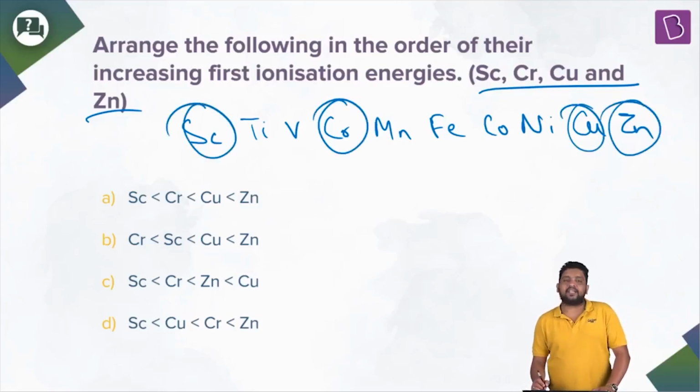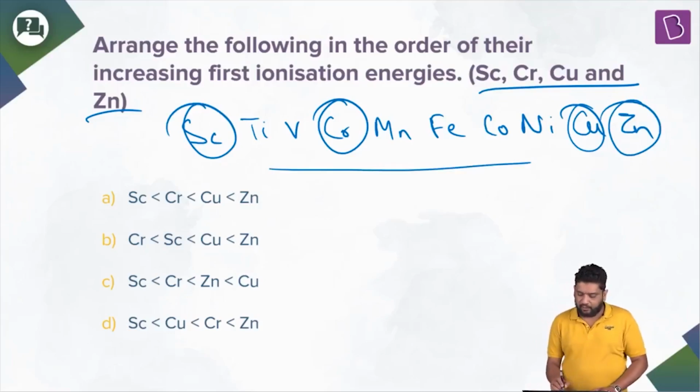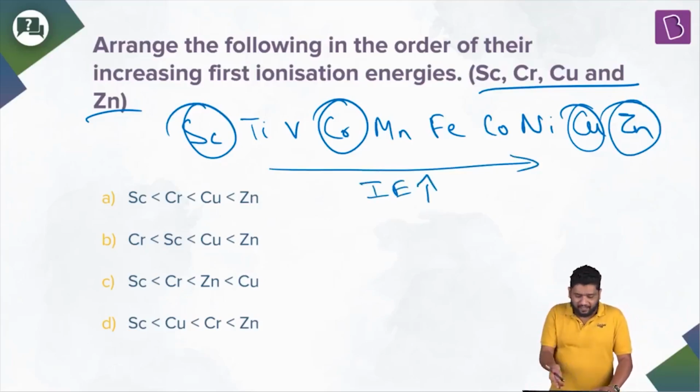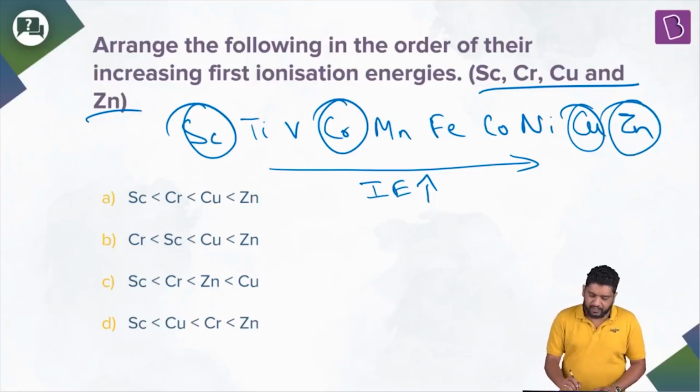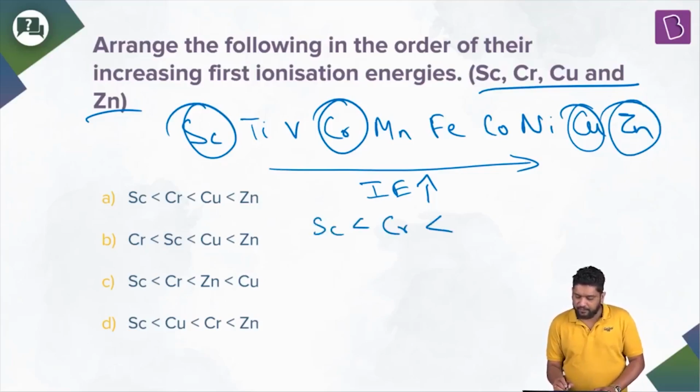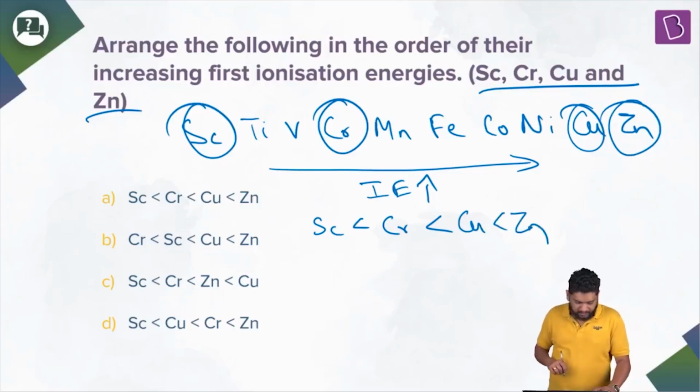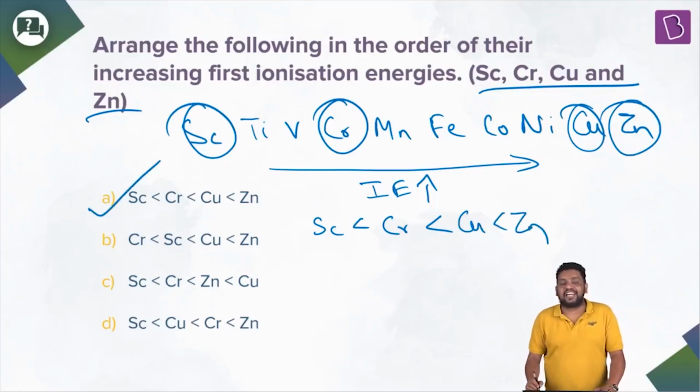So of course, what is happening here when we are going from left to right? You know that on going from left to right, ionization energy is supposed to increase. So this is the order that we are going to look at. Again, there are no cases of exception or anything that we can come across out here. So what we can say is that of course the lowest will be that of scandium, then there will be chromium, then will be copper, and then we'll have zinc, which is of course there in A option. So our final answer is A.